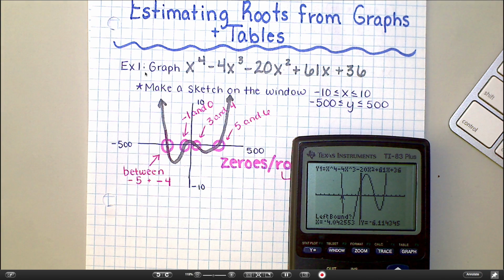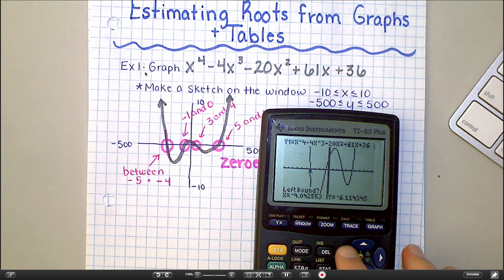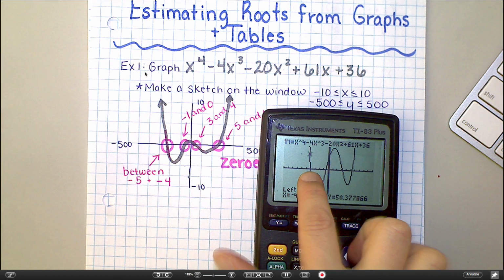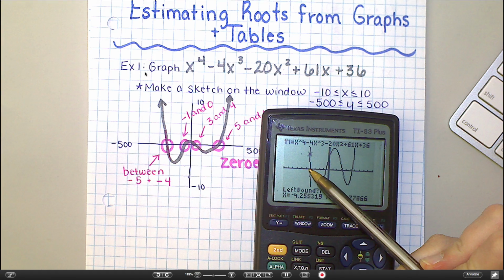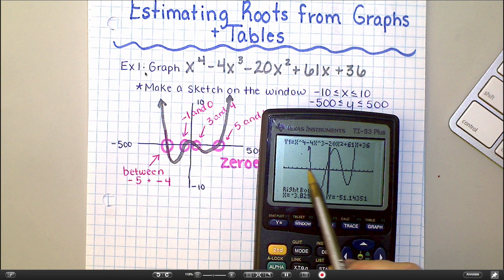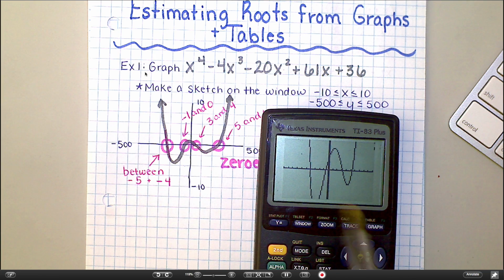Okay? So for left bound, I'm going to go somewhere to the left of the point I'm looking for. So I'm looking for this. I know which point I want. I want that point right there. So I'm going to the left and hit enter. And then right bound, I just want to move to make sure my cursor goes past the x-axis. And hit enter again. And then it says guess. And this is going to be a way more accurate reading.